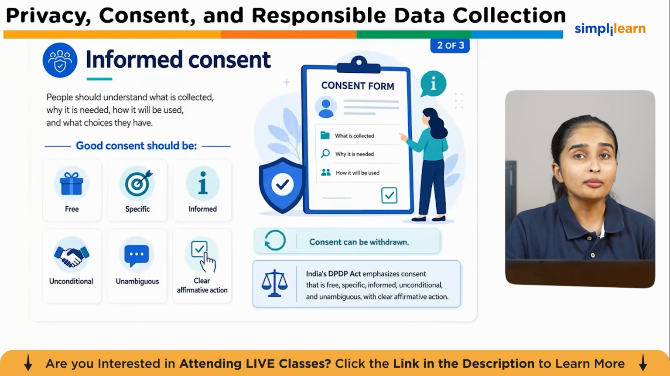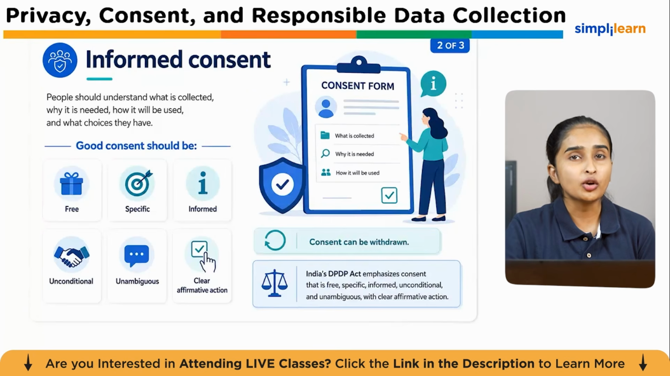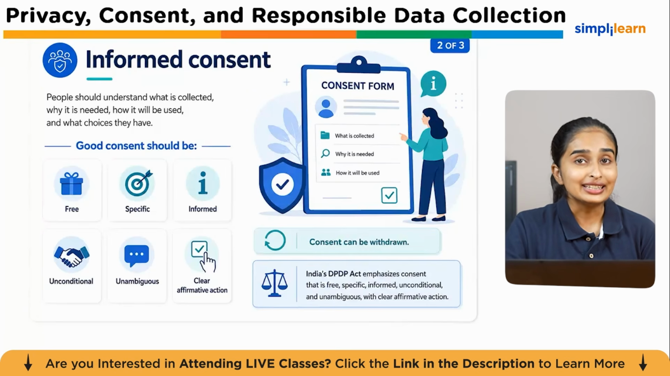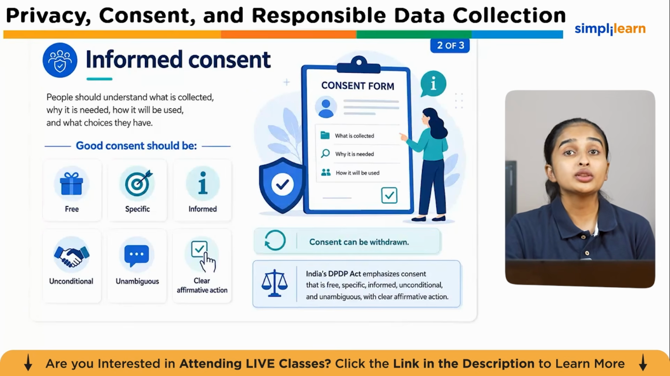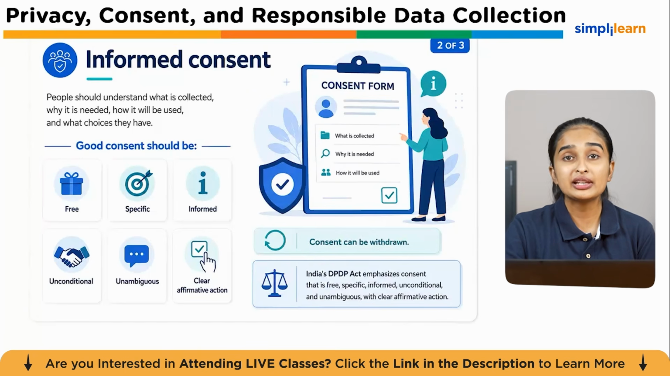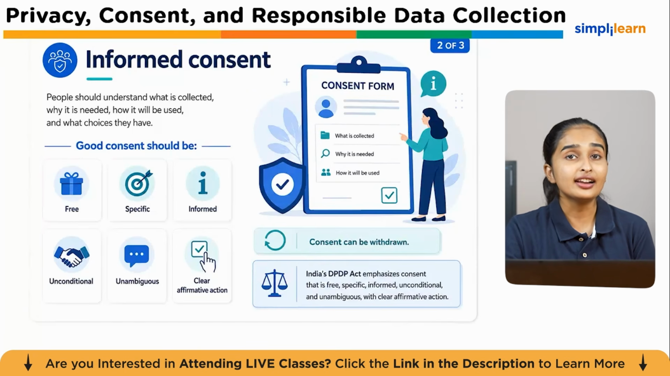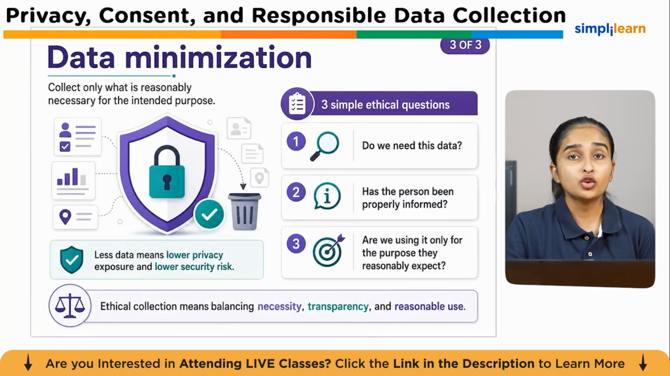So this is where informed consent becomes important. Consent should not simply mean placing a long privacy policy on a website and assuming everyone understands it. People should be able to understand what information is collected, why it is needed, and how it will be used, along with what choices they have. India's Digital Personal Data Protection Act specifically describes consent as free, specified, informed, unconditional, and unambiguous with clear affirmative action, and limits consent to personal data necessary for the specified purpose. It also gives individuals the ability to withdraw consent.